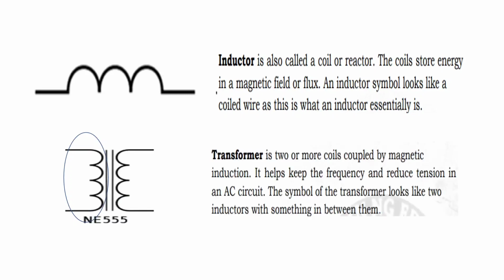Next, we have the transformer. A transformer is two or more coils coupled by magnetic induction. It helps keep the frequency and reduce tension in an AC circuit. The symbol of the transformer looks like two inductors with something in between them. So, a transformer has two or more coils, while the inductor is only a coil, just to store energy.